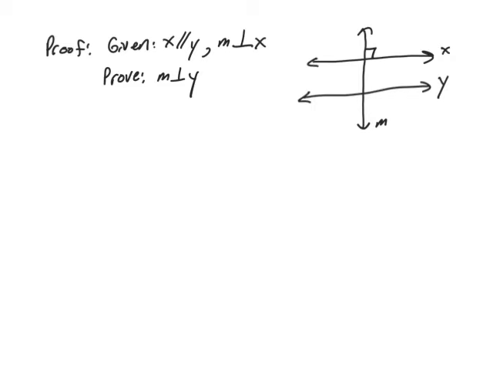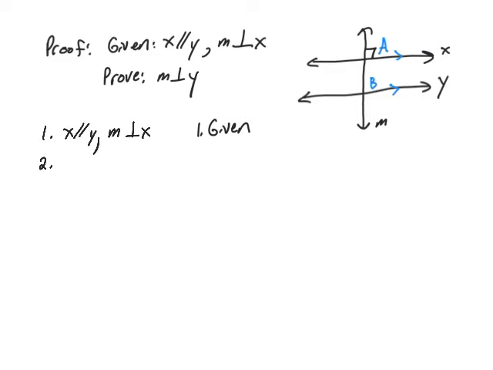So we start off with our given. You just copy down X is parallel to Y, M is perpendicular to X, and that's given. Then I'm going to label some of these angles. You can label angles anything you want. I'm going to talk about angle A and angle B. And remember, we're given that these guys are parallel, so we can use our corresponding angle theorems, which we'll use in a minute.